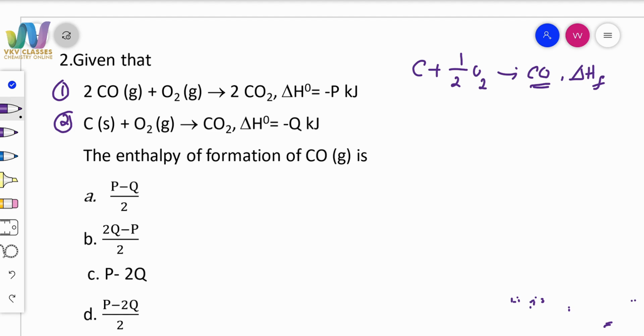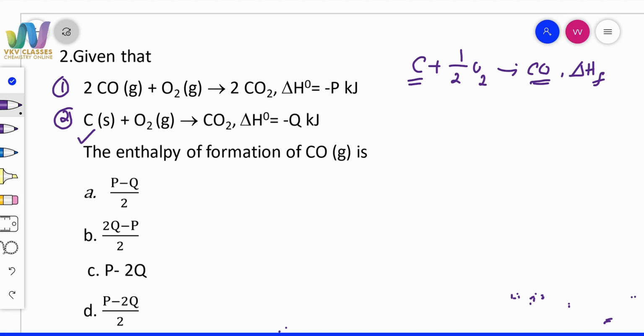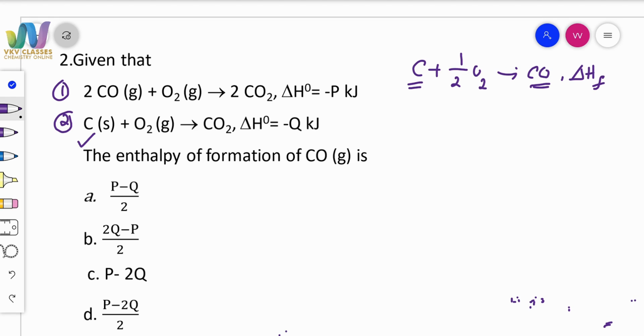So using Hess law, we can add, subtract, multiply, reverse, etc. for thermochemical equations. So the first thing that we require is the carbon atom. Carbon atom comes in the second equation, so we need not make any change for the equation. So simply we can write it out. C plus O2 gives CO2. Delta H for this reaction is minus Q.